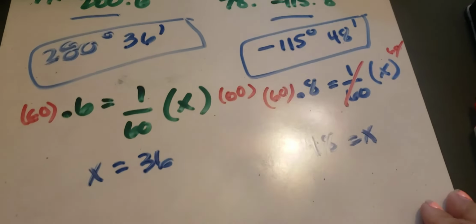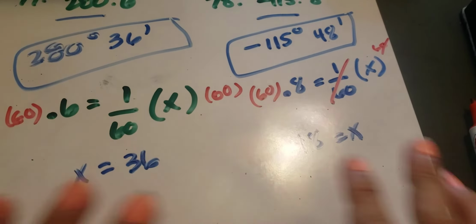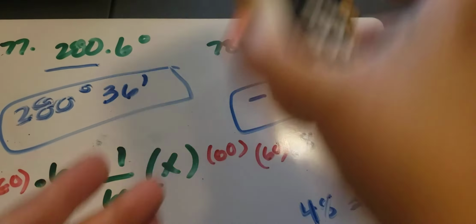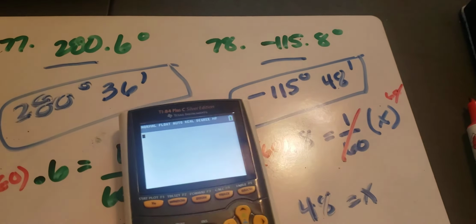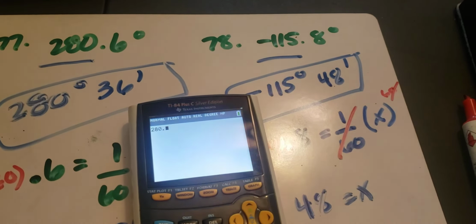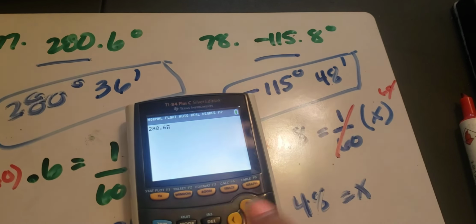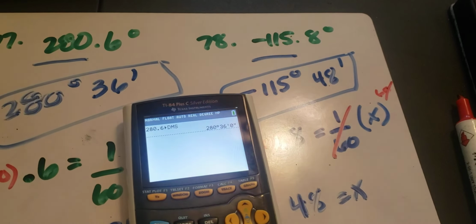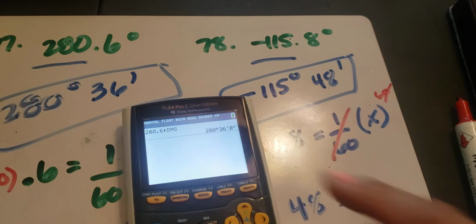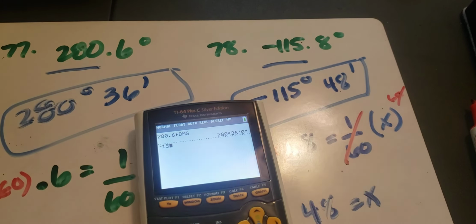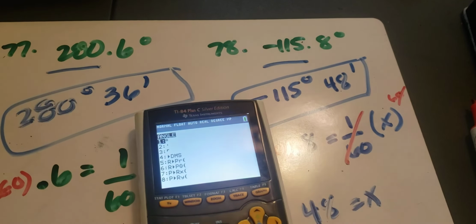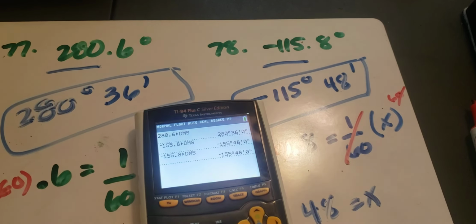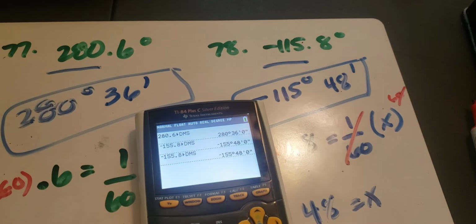Now, obviously, you can do it a lot faster in the calculator, but that way you understand how to do this, okay? So let me show you. 280.6 second and angle. Again, depending on what calculator, you're going to have to play with it, okay? And then we have 280 degrees and 36 minutes. So super quick. Negative 115.8, second and angle, and then again, and then it gives you negative 115 degrees and 48 minutes, and of course 0 seconds. Okay.